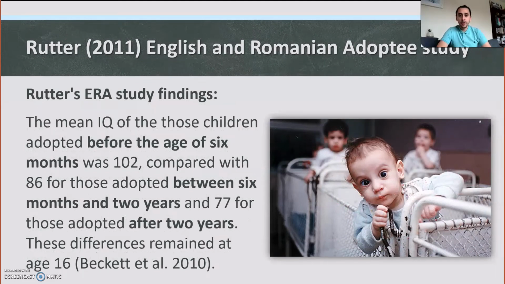The mean IQ for those children adopted before the age of 6 months was 102. Bear in mind the average IQ is 100. So these kids that were adopted before the age of 6 months were perfectly normal, ever so slightly above the average, but basically average. Compared with an IQ of 86 for those adopted between 6 months and 2 years, and an IQ of 77 for those adopted after 2 years old. These differences remained at the age of 16, and that's research done by Beckett et al. in 2010.